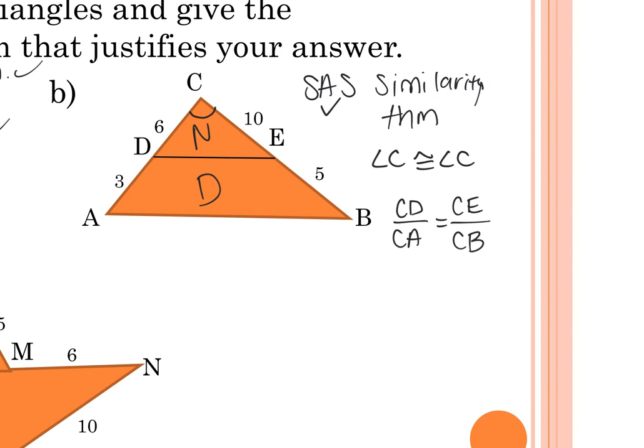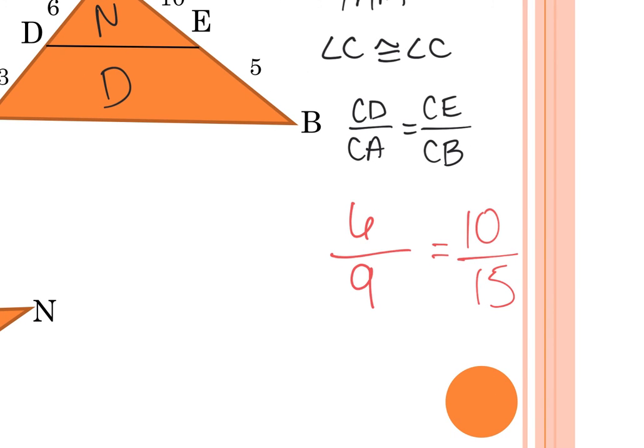All right, what's the length of CD? 6. And CA? 9. Because you have to add the 6 and the 3. Do you guys see that? Okay, what about CE? 10. And EB? 15. Okay, let's simplify these 2 fractions.